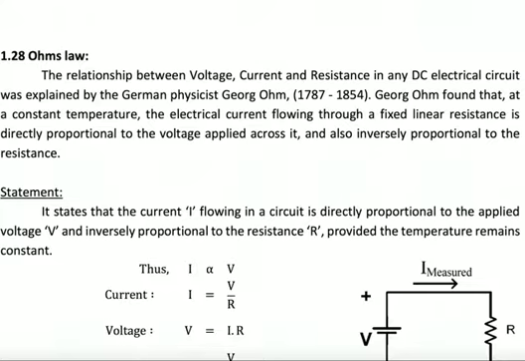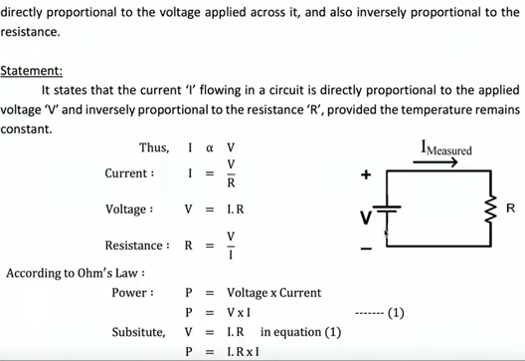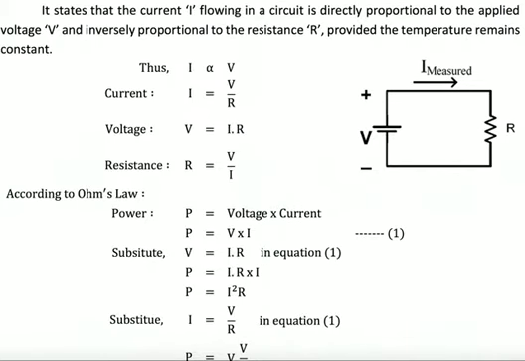So the relationship between voltage, current and resistance in any DC electric circuit was explained by a German physicist, George Ohm. George Ohm found that at a constant temperature, the electric current flowing through a fixed linear resistance is directly proportional to the voltage applied across it, and also inversely proportional to the resistance. So I is directly proportional to the voltage applied V, and inversely proportional to the resistance, right? So I equal to V upon R, voltage V equal to IR, resistance R equal to V upon I.